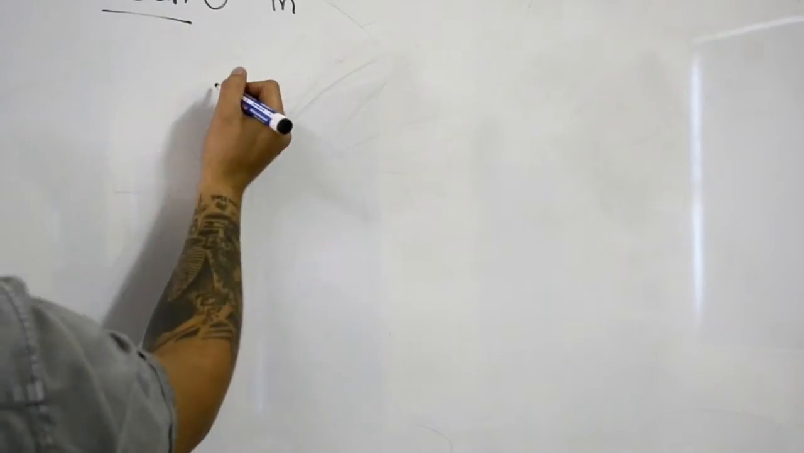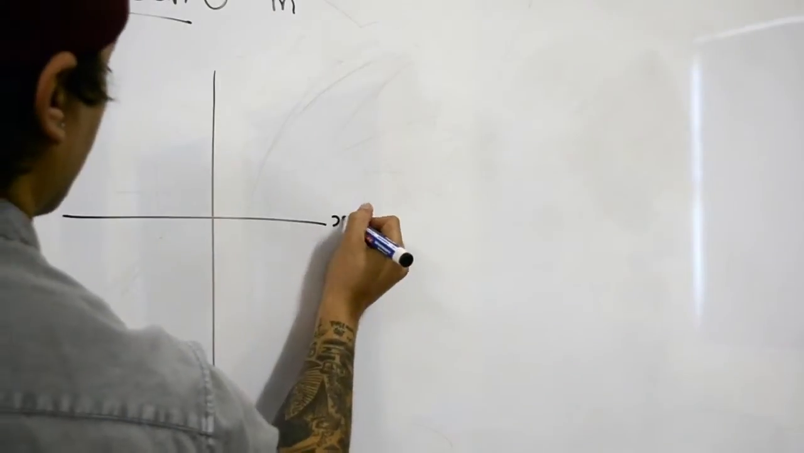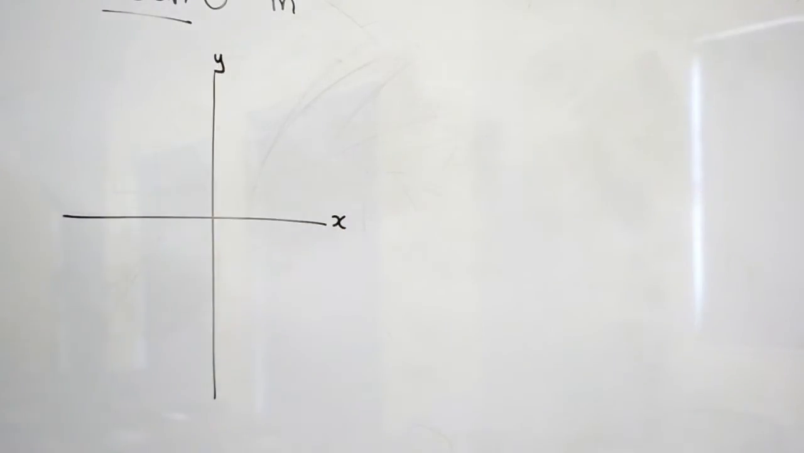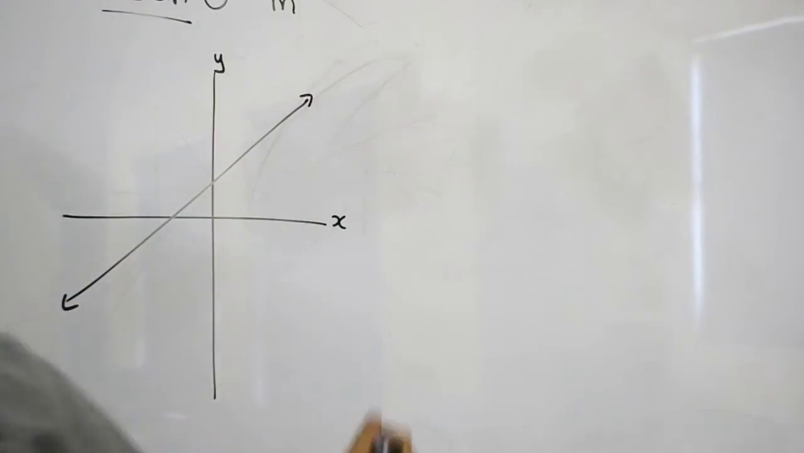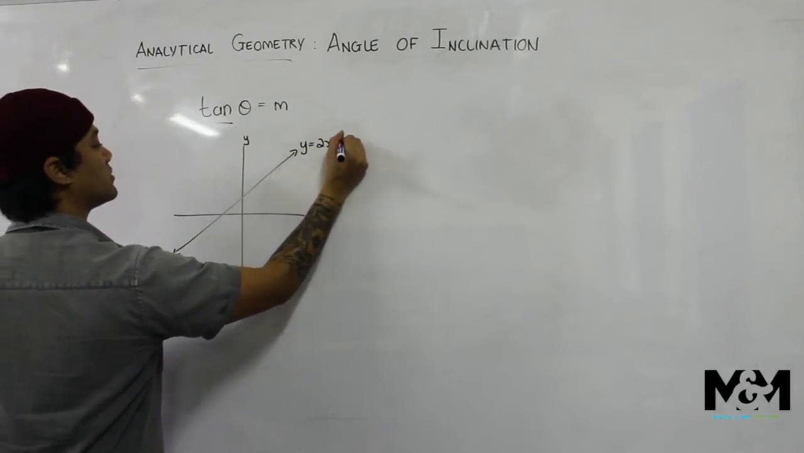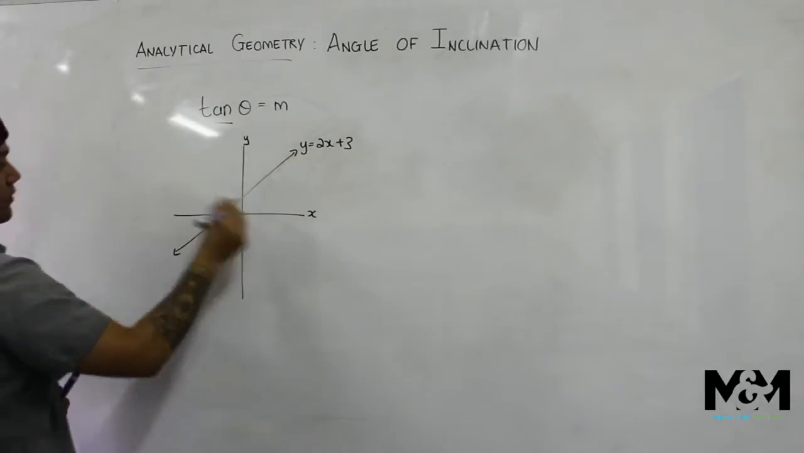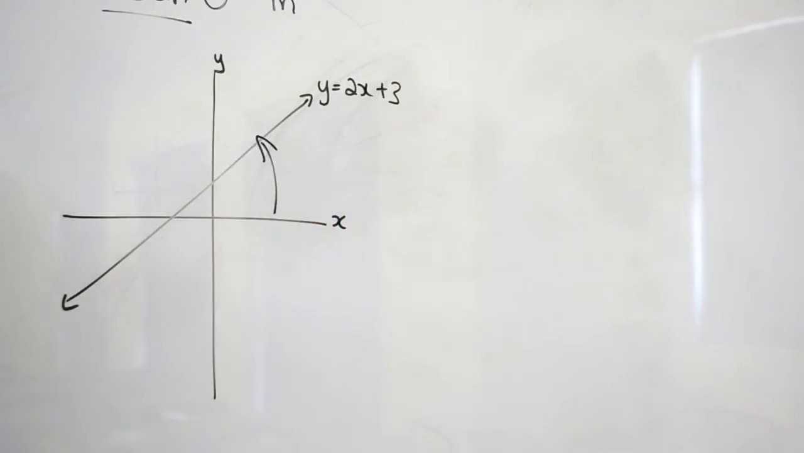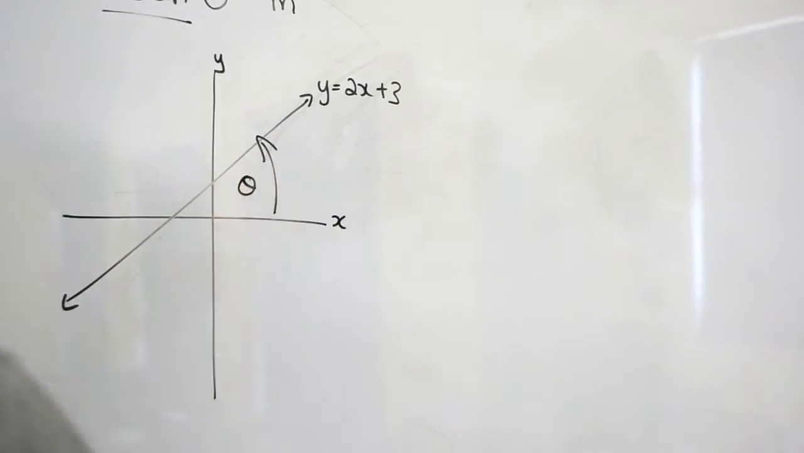Looking at an example, if I've got a CAST diagram over there, there's my x-axis, there's my y-axis, and I have a straight line on those axes. The function is y equals 2x plus 3. I want to find out what is the angle of inclination of that line, from my x-axis to that line, theta.